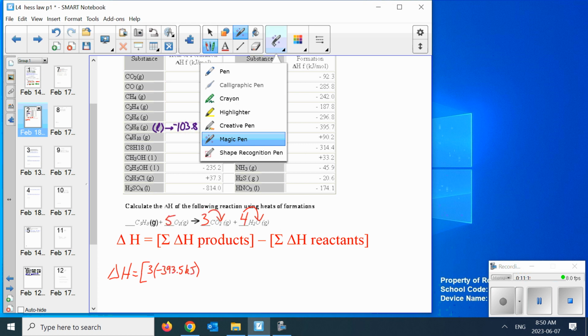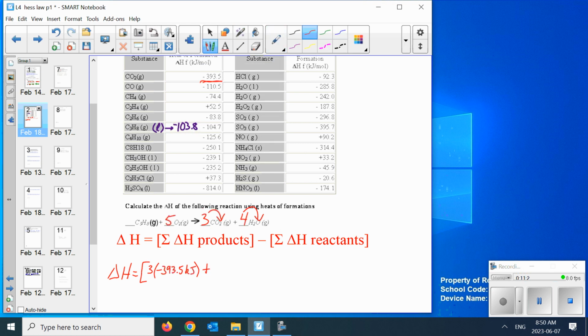And then I'm going to add that because it said sum of the products. Water gas. Notice for water, I have liquid and gas there, so you've got to choose the right one. The balance number in front of it is 4. H2O gas is negative 242. That is all of the products.